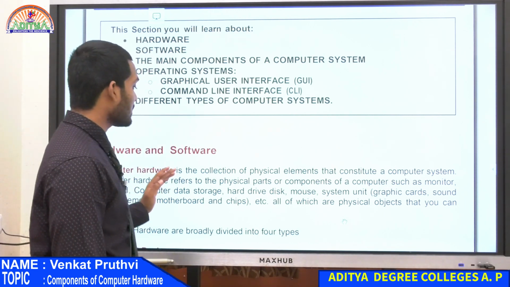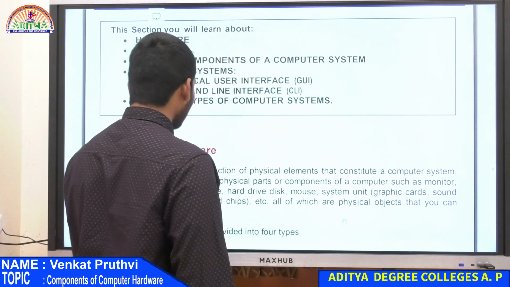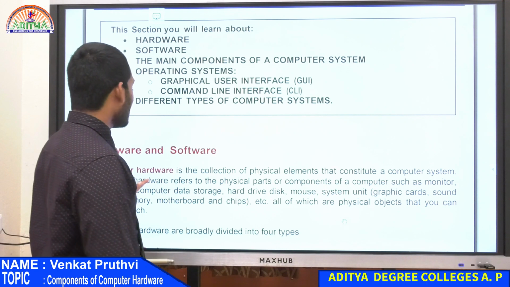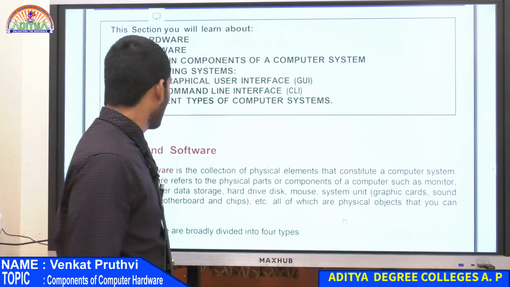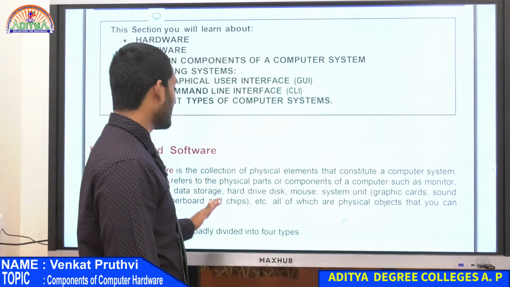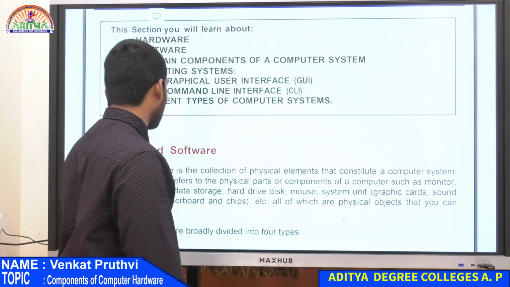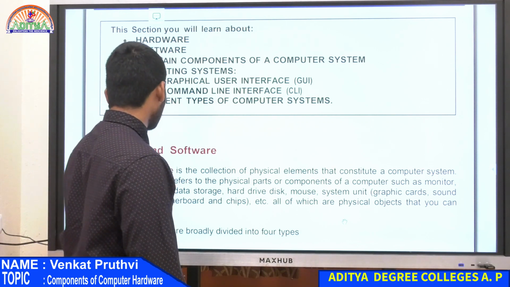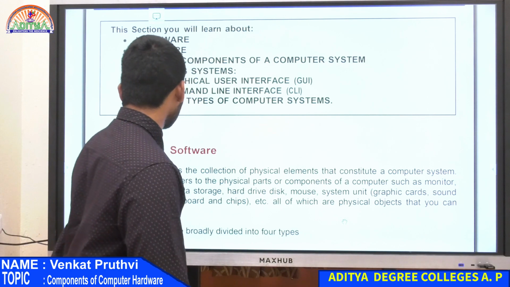So what is computer hardware? It is a collection of physical elements that constitute a computer system. Computer hardware refers to the physical components of a computer such as monitor, keyboard, computer data storage, hard disk drive, mouse, system unit, graphic cards, and sound cards, memory, motherboard, and chips, etc. All of which are physical objects that you can actually touch.